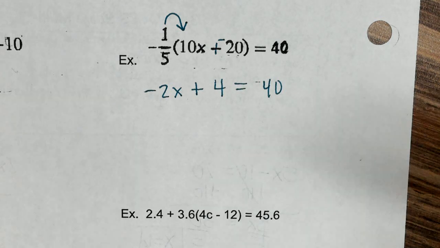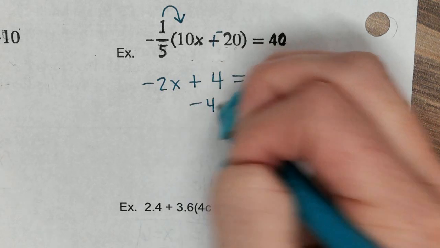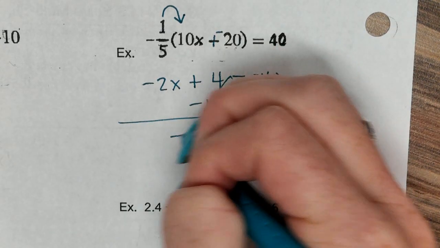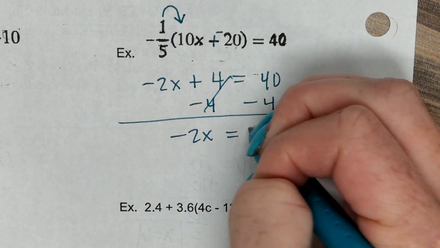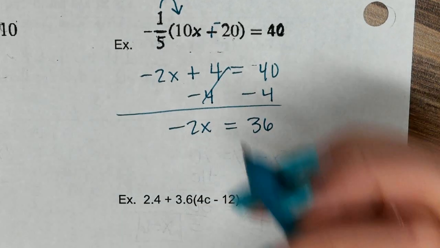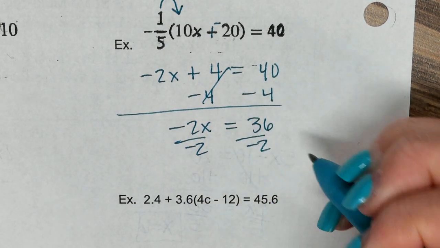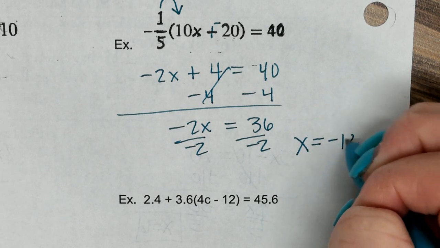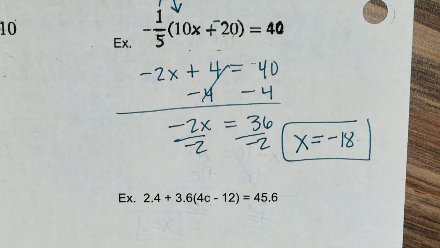All right, get rid of the constant, and then divide by the coefficient. Good? Skip the next one and go to this one right here.